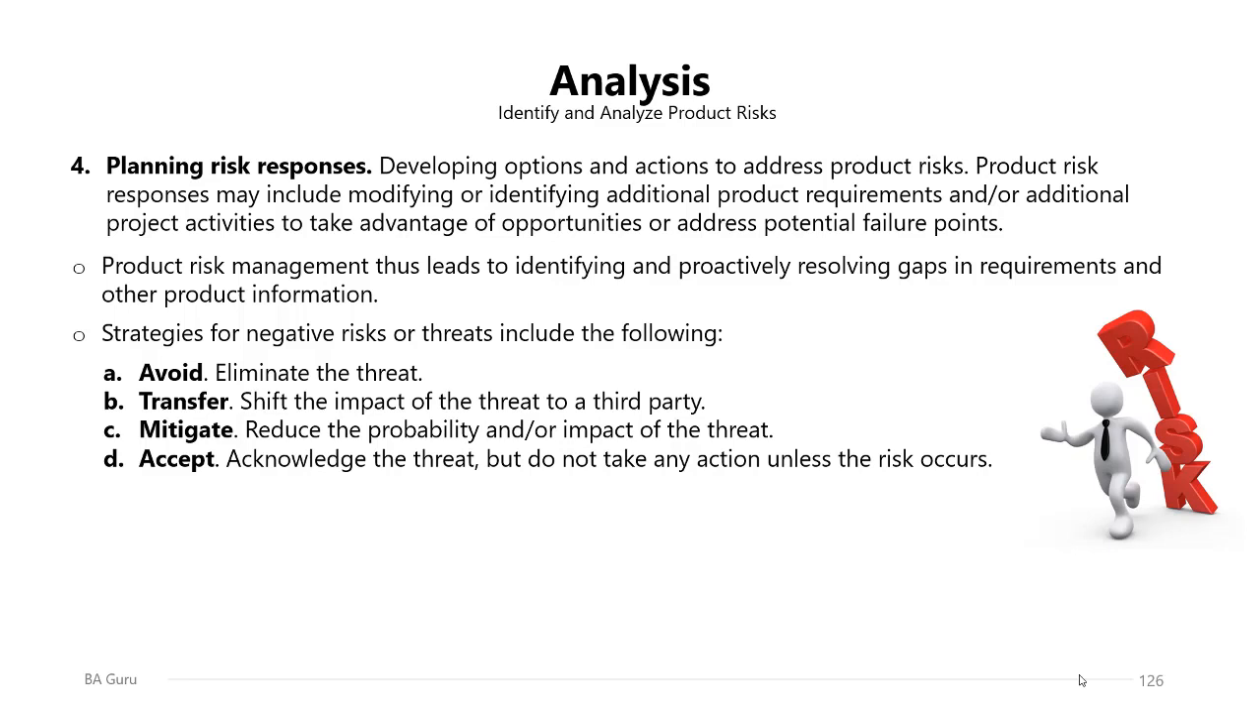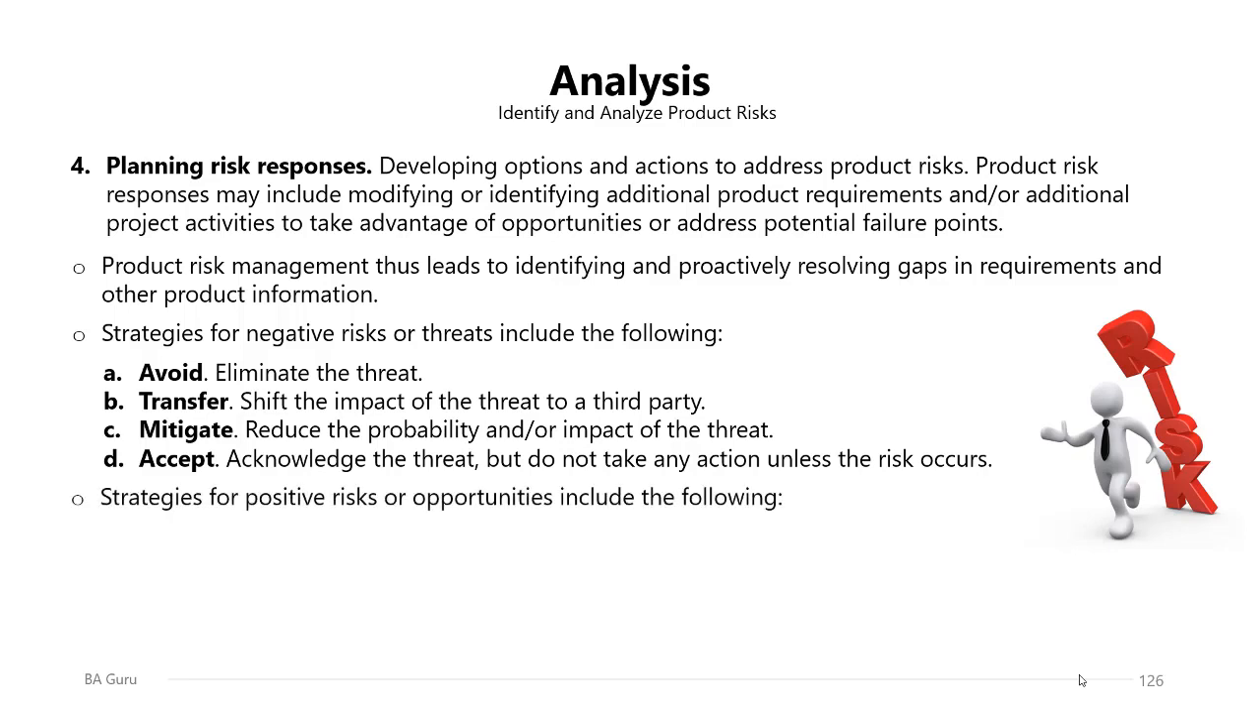Mitigate means reducing the probability and or the impact of the threat. So avoid is about eliminating the threat, while mitigation is about only reducing the probability of this risk happening or reducing the impact if this risk occurs. Accept, acknowledging the threat, but do not take any action unless the risk occurs. And we usually accept the risk as is only for the risks with low impact or low probability.